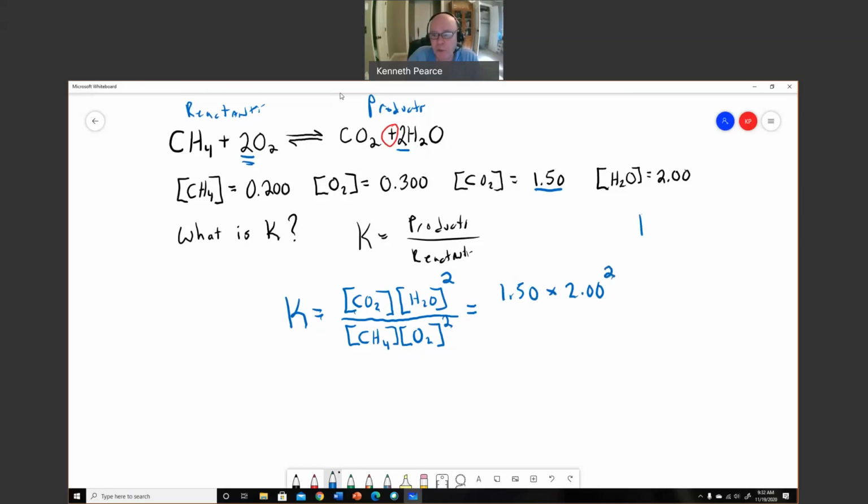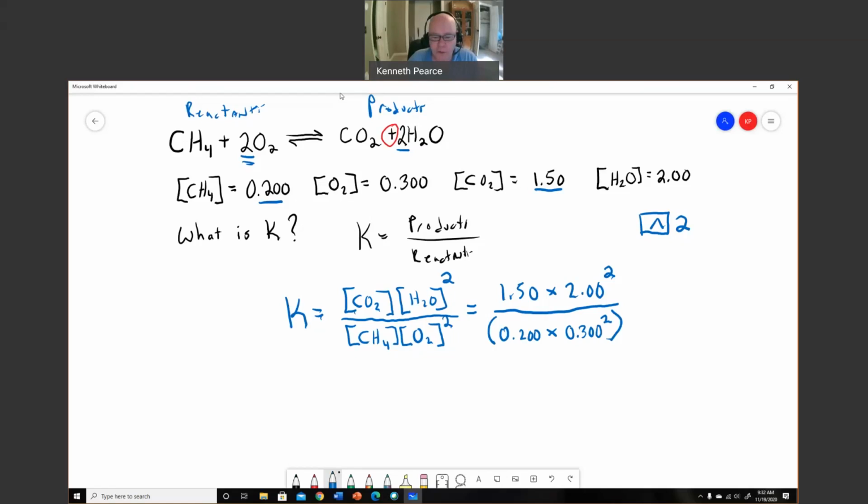And on many calculators, you would have a caret key, and then you would put the 2. And then we're going to divide by everything on the bottom, carefully putting it into parentheses to force the calculator to keep them on the bottom. And we find our CH4, there it is, and that's 0.200. And that's going to be times the O2 concentration, which is 0.300, and that's also to the second power. Then we close the parentheses. I've seen people put the 2 on the outside, and that would end up squaring up everything on the inside.